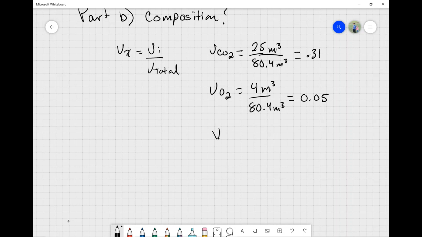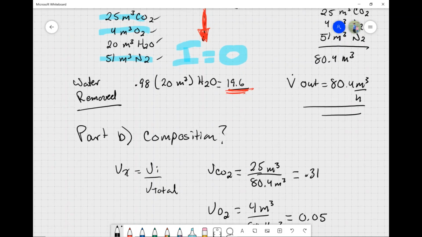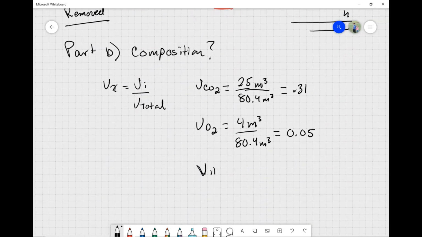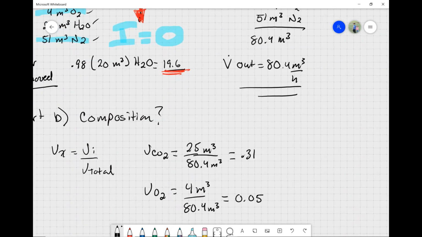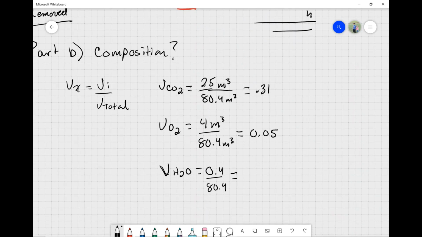And the next one is V H2O, which is going to be very small because we dried it. It was 0.4, wasn't it? Okay, 0.4 divided by 80.4. And I got 0.00, I'm going to round up, 0.005.